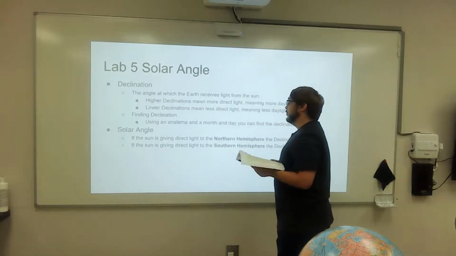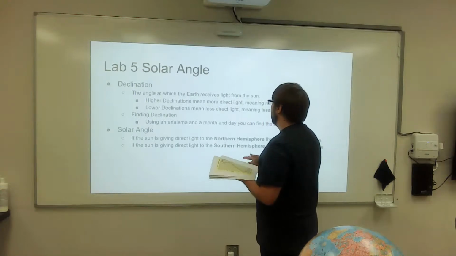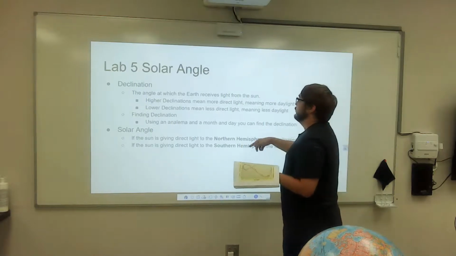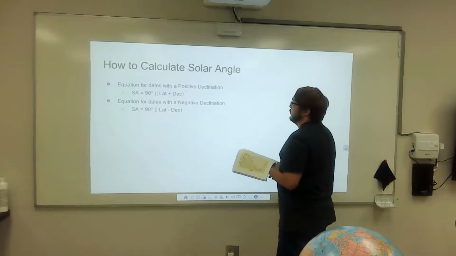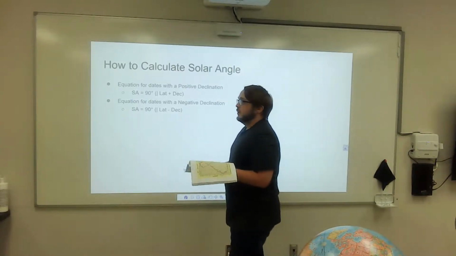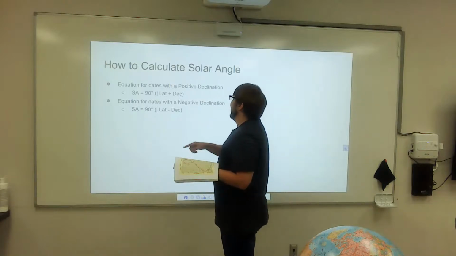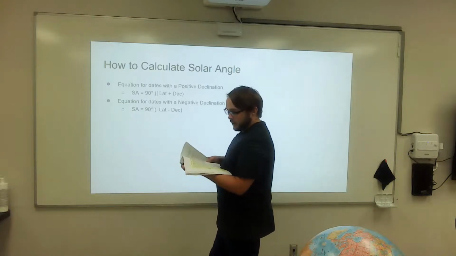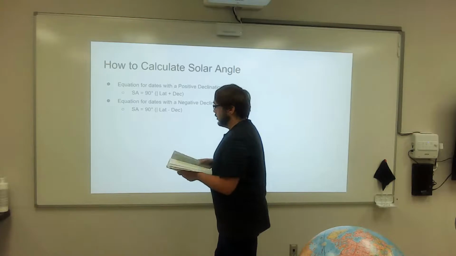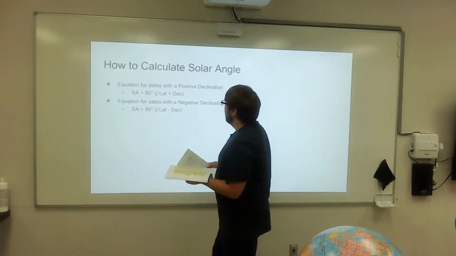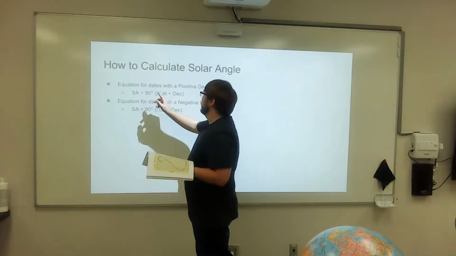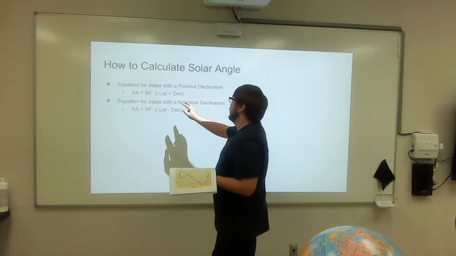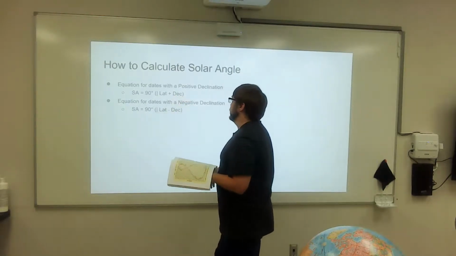All right, so solar angle is if the sun is giving direct light. We went over positive and negative, so we're going to figure out how to calculate solar angle. So the equation for dates that have a positive declination, so that is anything above the equator on your analemma, is solar angle equals 90 degrees minus the absolute value of the latitude plus declination.